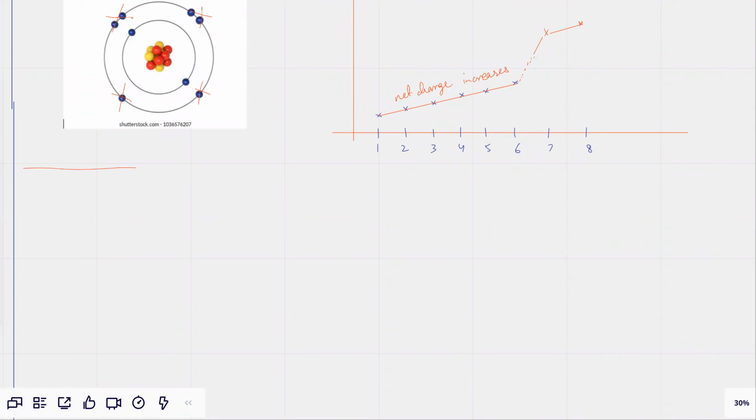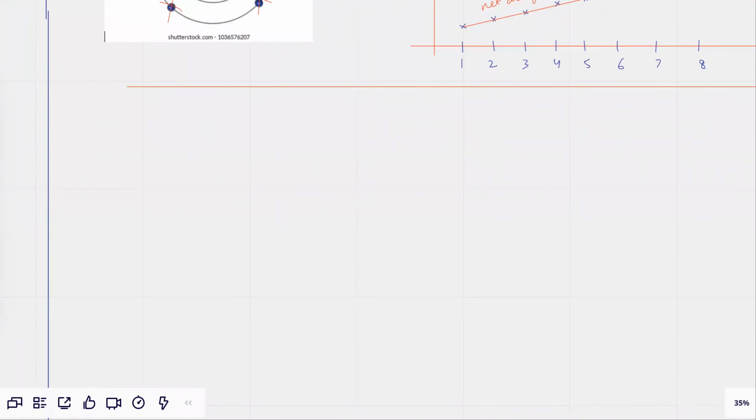So now the next thing that we're going to talk about is comparing ionization energies of different atoms. Previously, we took an atom and started removing electrons from the same atom. Now, what we're doing is we're just comparing the first, like how difficult it is to remove the first electron. So we're going to compare first ionization energies down a group.